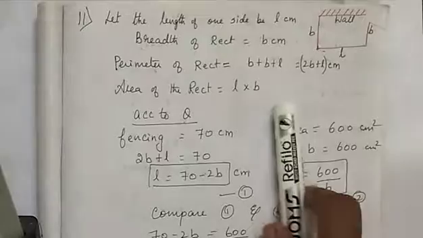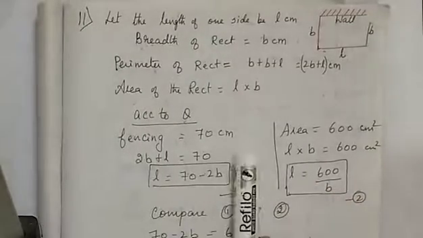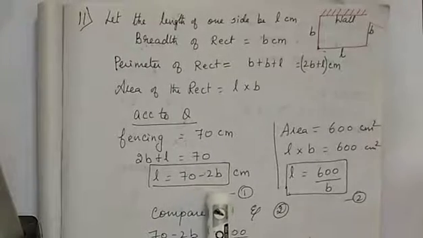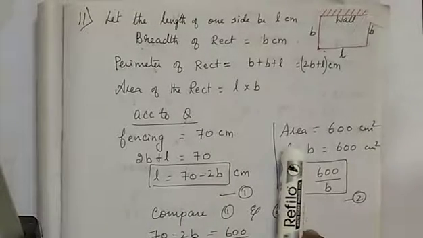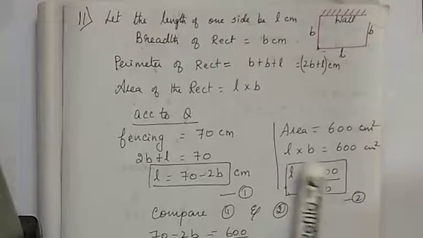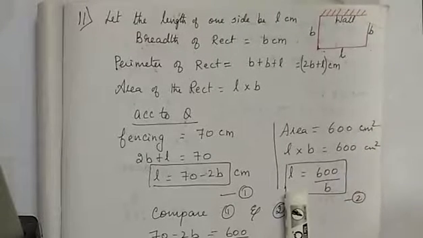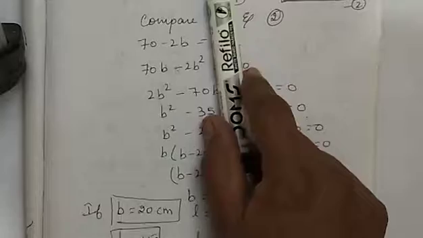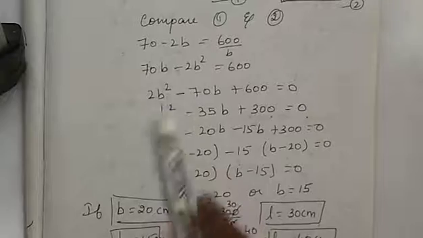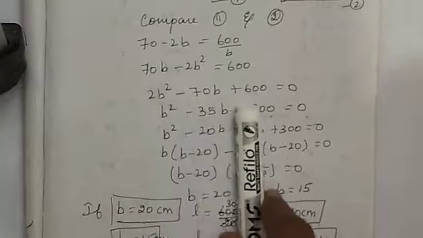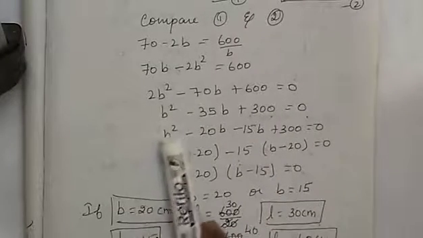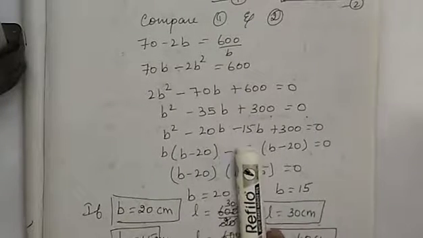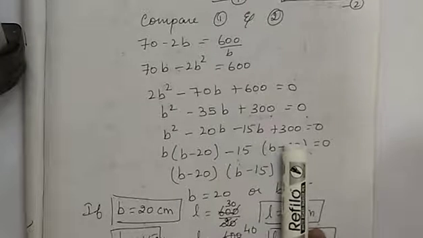Area of a rectangle, length into breadth. Fencing 70 meter, 2B plus L is equal to 70. L is equal to 70 minus 2B we will get. And area given 600 square meter. Length into breadth is equal to 600. So length is equal to 600 upon B. Now compare these two, and you will get the quadratic equation 2B squared minus 70B plus 600 is equal to 0. Now solve it. Split the middle term. B squared minus 20B minus 15B plus 300 is equal to 0.